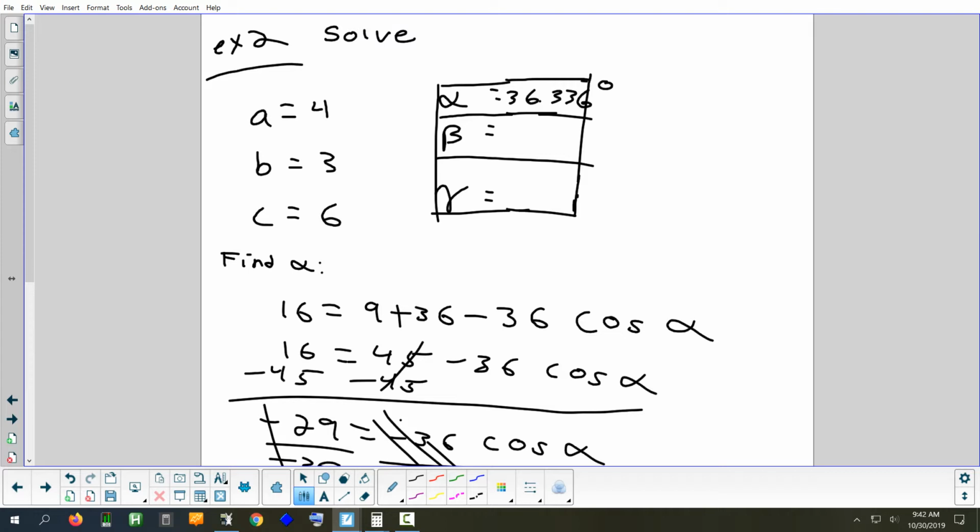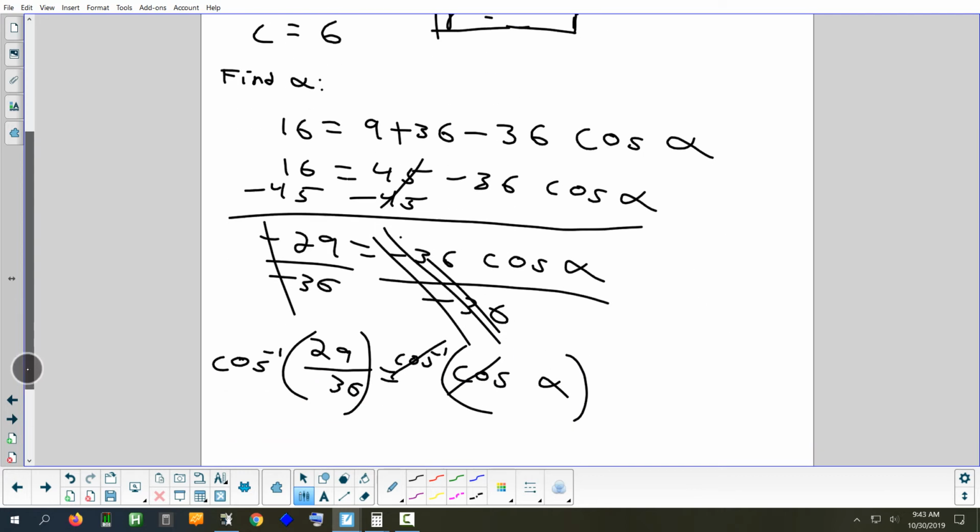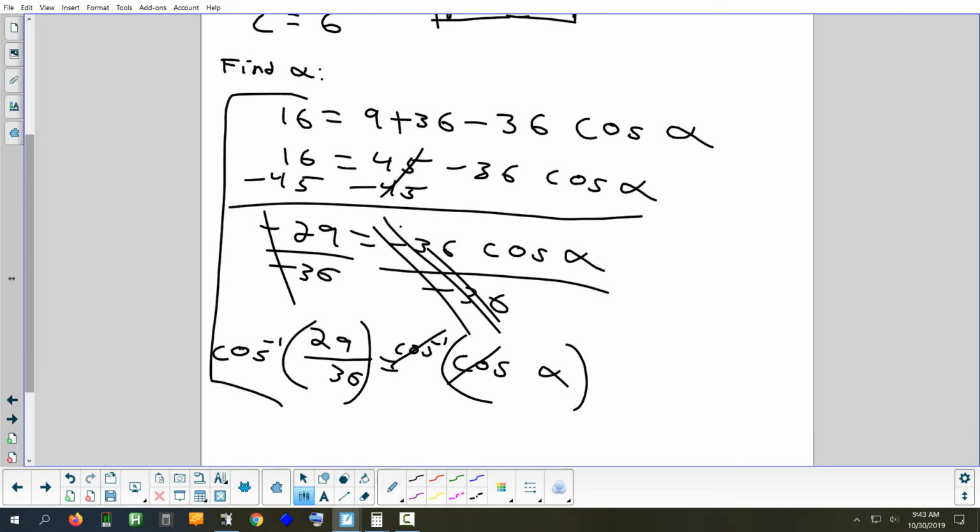Now, what I can tell from that is beta is going to be a little smaller, and gamma is going to be the biggest. We would have to find either beta or gamma next. Then, once we have that, we could add it up and subtract from 180. Okay? So you'd have to go through this one more time.